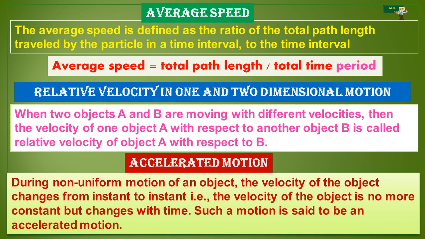Now accelerated motion. During non-uniform motion of an object, the object is not in steady motion or at rest. The velocity of the object changes from instant to instant. That is, the velocity of the object is no more constant but changes with time. Such motion is said to be an accelerated motion.